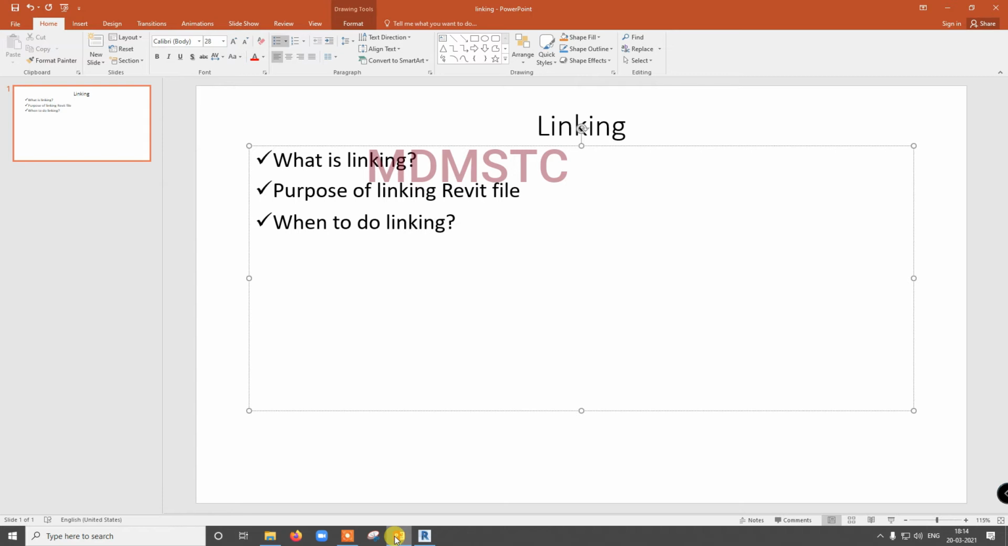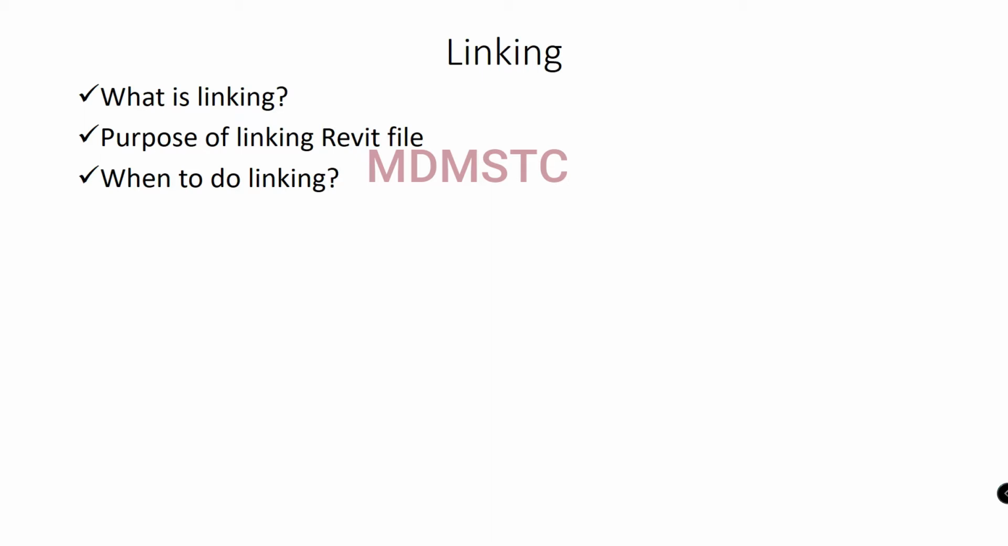In this tutorial video, what we are going to see is linking a Revit file. Linking means we are going to get an external reference, a Revit file, into our system default file. What template are we using? In the previous video, you may have seen the system default template. We are using only that template, but the architect will be using the default template to design the architect model.